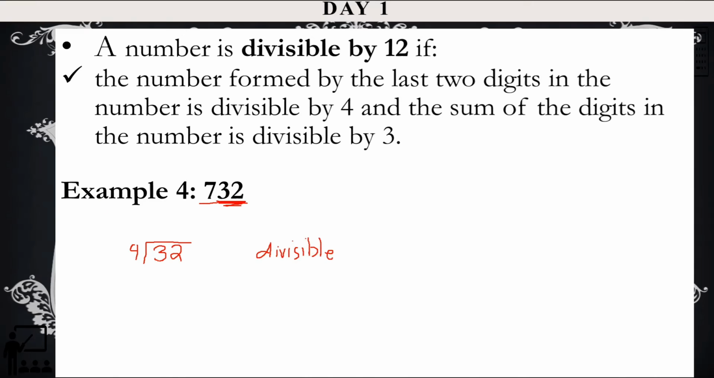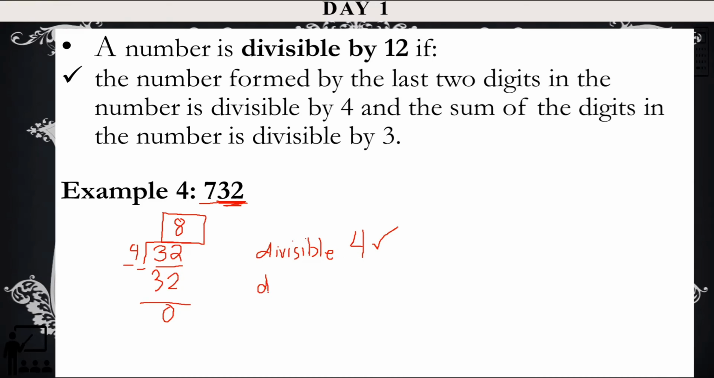So, 3 cannot be divided by 4. Therefore, we add the next digit. So, 32 divided by 4. So, how many 4 we have in 32? So, we have 8. And then, 8 times 4, it is equal to 32. Then, when we subtract it, it is equal to 0. Since the answer or the quotient is a whole number, then the 732 is divisible by 4. So, tama siya.